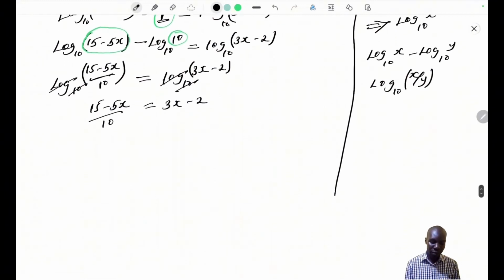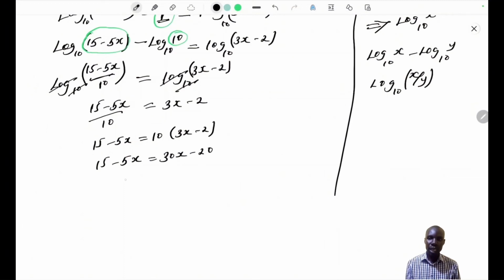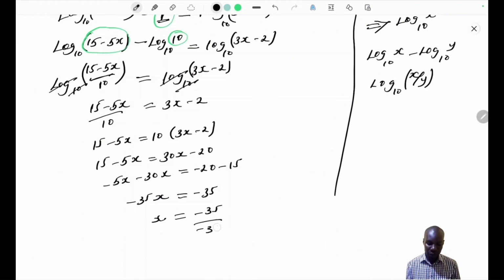Then we cross multiply. We get 15 minus 5x is equal to 10 in bracket 3x minus 2. That will give me 15 minus 5x is equal to 30x minus 20. So collect the like terms. We'll have minus 5x minus 30x should be equal to minus 20 minus 15. So minus 35x should give me minus 35. X alone should be equal to minus 35 over minus 35. X is equal to 1. Like that.